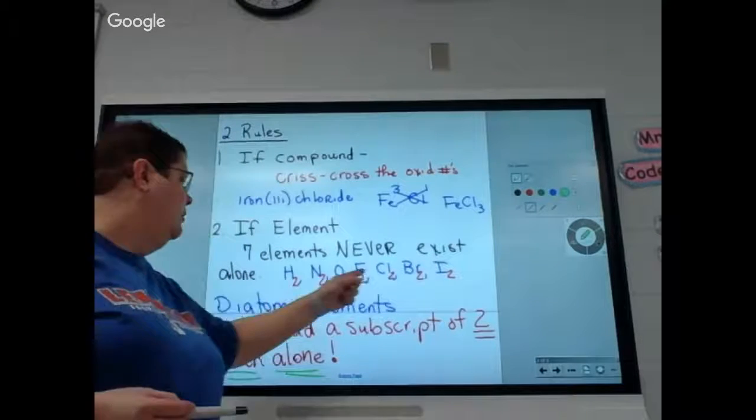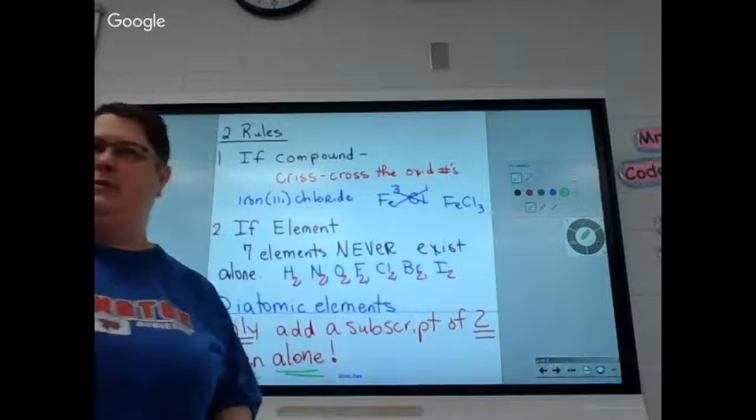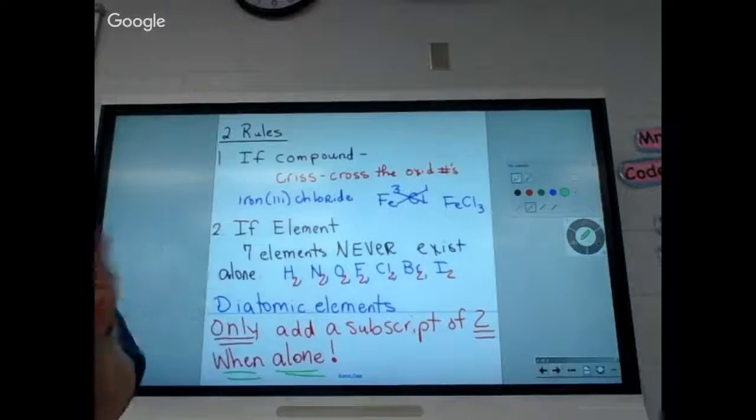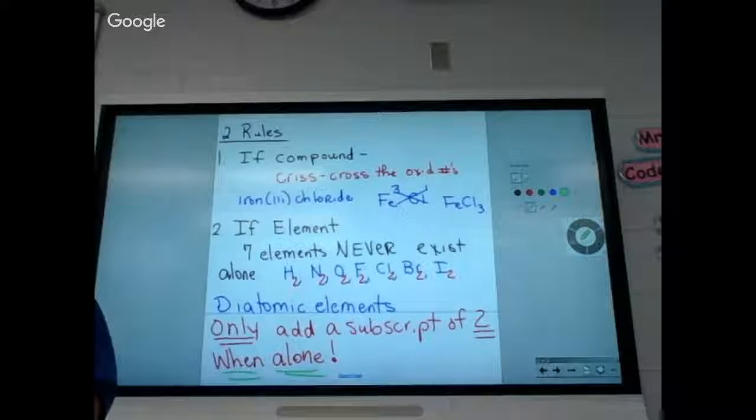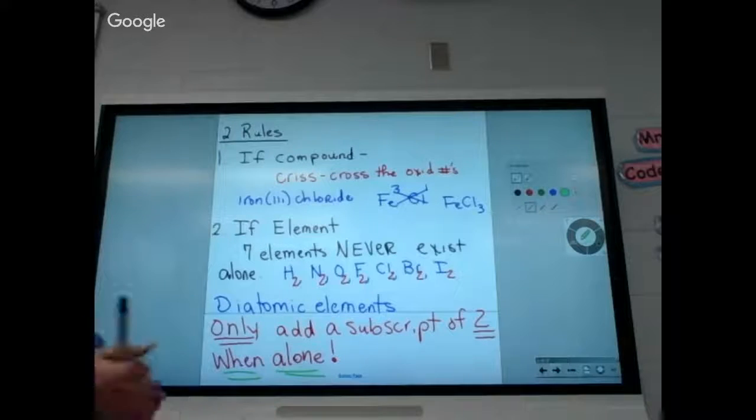These 7 elements, never found by themselves. Okay? They're all female. You understand what I'm telling you? They are never by themselves. So, how does this work?